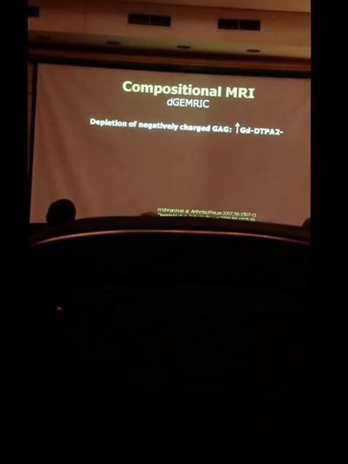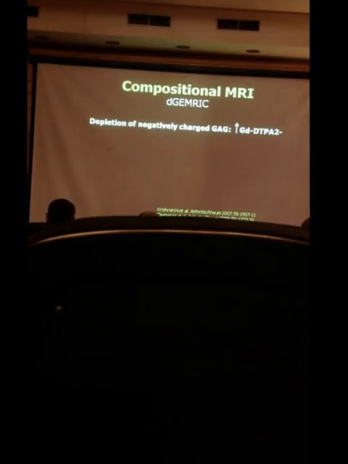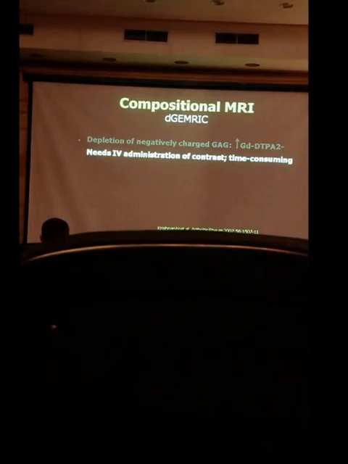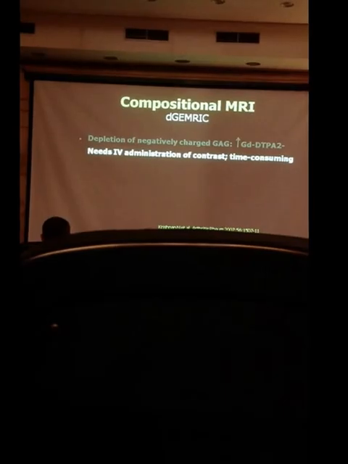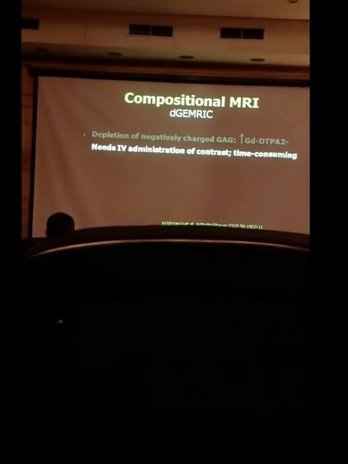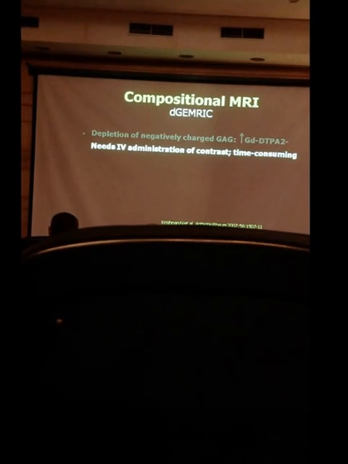The dGEMRIC is another compositional technique. It's an abbreviation for delayed gadolinium enhanced MRI of cartilage. And actually, this is evaluating the proteoglycan content, the GAG content. So we inject gadolinium, we exercise the joint for 10 to 15 minutes, and then we wait 90 minutes, so 1 hour and a half, to wait for gadolinium to diffuse within the cartilage, and then we do the acquisition. So it's really time consuming.